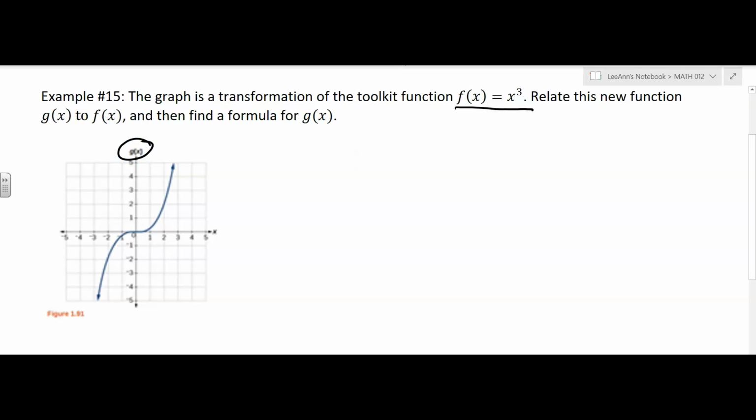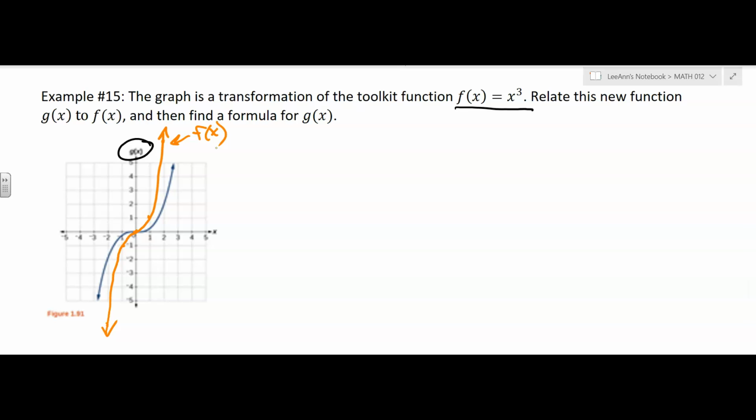Does it look like the traditional toolkit function x cubed, the cubic function? Is that being stretched or is it being squished? Well, you could graph that toolkit function just right here real quick. This might be helpful. Well, it kind of goes up here, right? Okay. And then it'd be like down here someplace. Okay, so I've graphed f of x. So does it look like it's stretched or compressed? Should look like a compression.